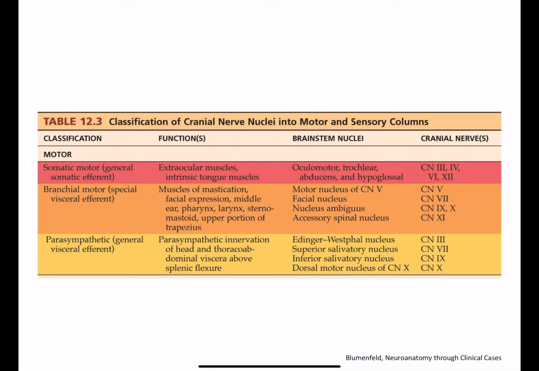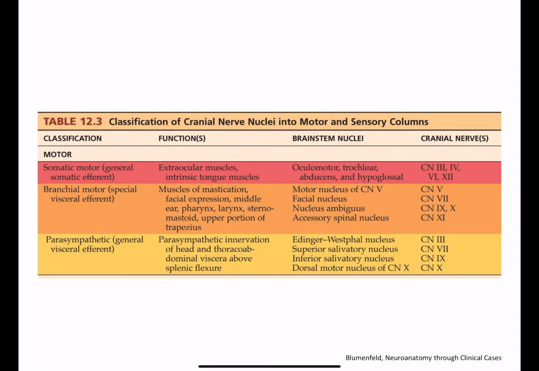What did we say? The easy one, the somatic motor one, these are the somatic efferents going out to control, right? Extraocular muscles, we said, these were like 3, 4, and 6. And then intrinsic tongue muscles, it's going to be number 12. And then oculomotor, trochlear, abducent, right? 3, 4, 6. And then the hypoglossal nerve, these are the general somatic efferents.